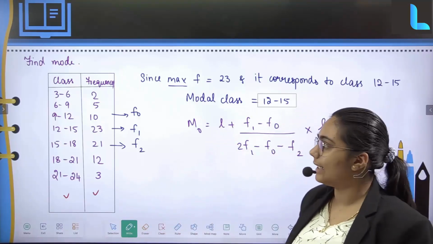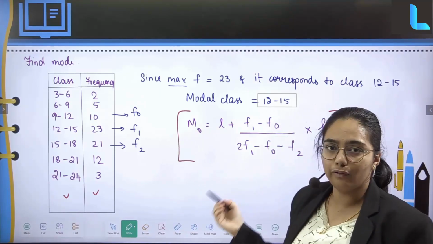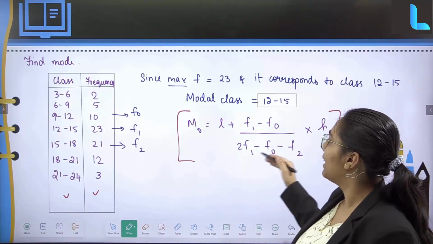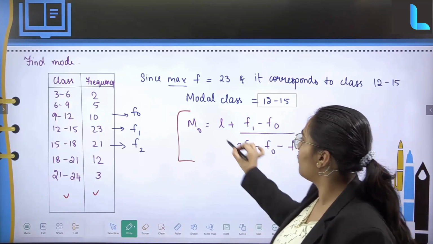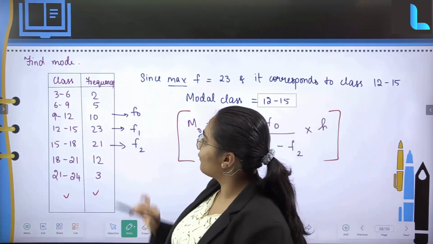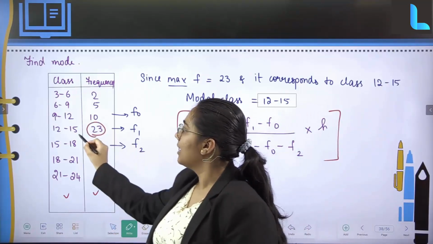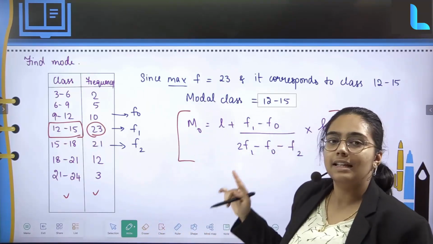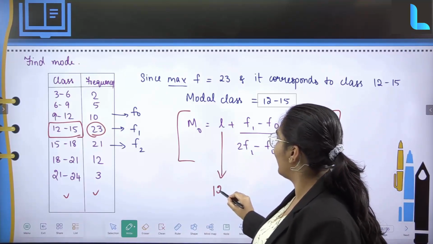When the question is related to grouped frequency, the first thing you have to write is the formula. The mode formula is lower limit plus (f1 minus f0) divided by (2f1 minus f0 minus f2), into h. So what is the lower limit? How do I get to know that? First look at the frequency part, whichever is the highest number: 23 is my highest number. That is going to be the modal class which I have to consider. Among 12 and 15, what is my lower limit? The lower limit is 12 over here.